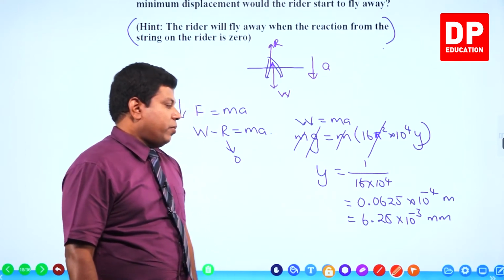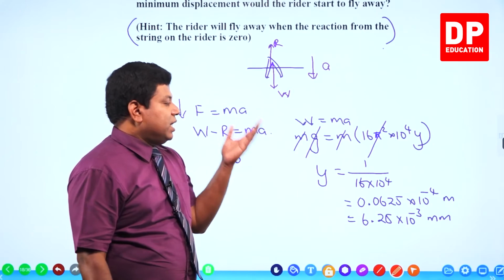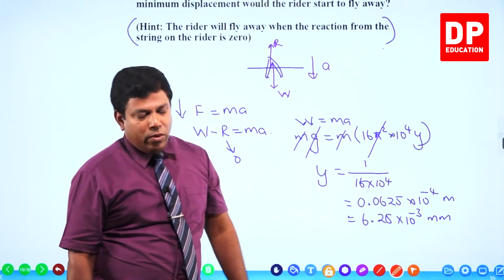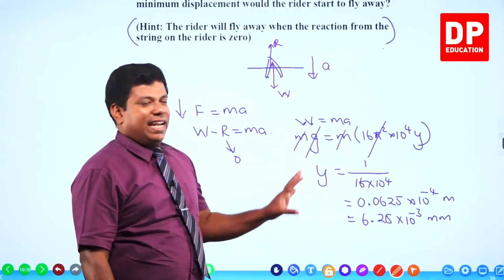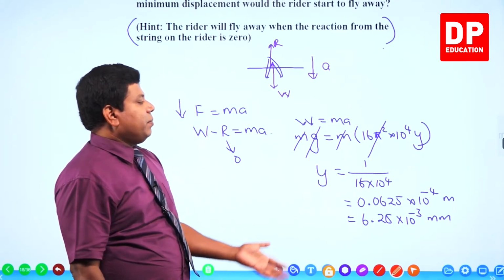6.25 into 10 to the power minus 3 millimeter would be enough for the particle to leave. Okay, so that's the mechanics question. That's not much connected to the waves and oscillations. They are asking when the particle would leave.